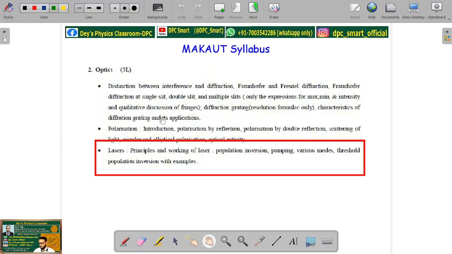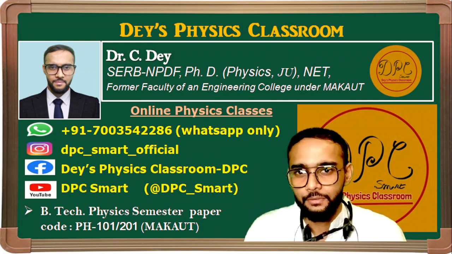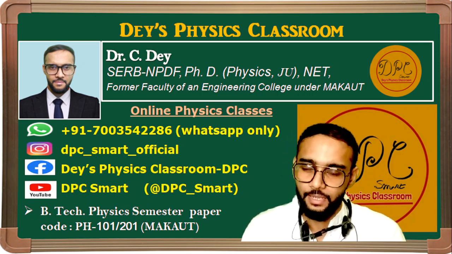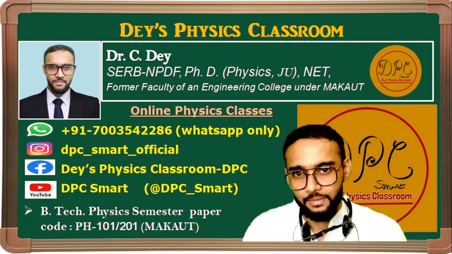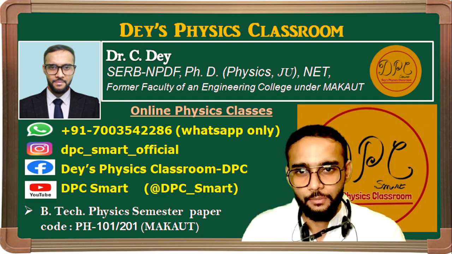This is the MAKAUT syllabus for physics. Under the optics chapter, the laser syllabus is this much. Now to start laser, a few things we have to discuss. The first one is temporal coherence. What is coherence and what are coherent sources? That I have already discussed in my previous lecture of diffraction. In lecture 1 of diffraction I have already discussed everything. I will provide the link for that video in my description section.